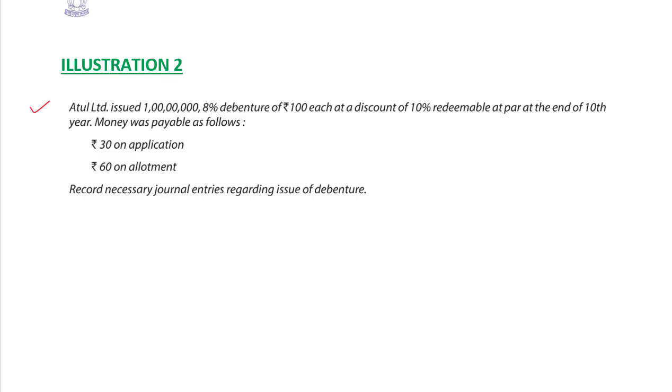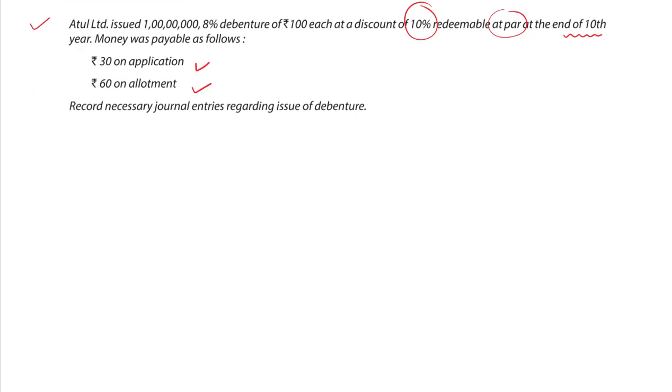Illustration 2. Atul Limited issued 1 crore 8% debentures of 100 each at a discount of 10%, redeemable at par at the end of 10 years. Money was payable as follows: 30 on application, 60 on allotment. Record necessary journal entries regarding issue of debentures. Solution.